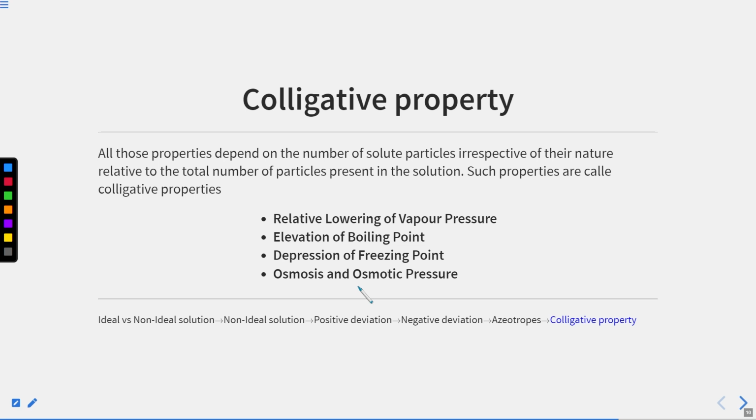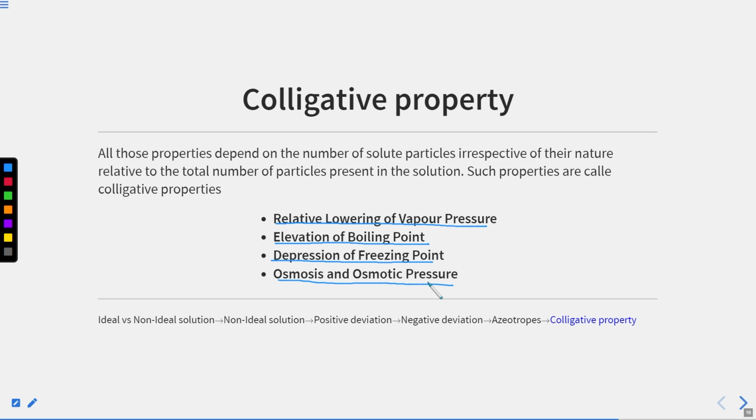The examples we will see: the first one is called relative lowering of vapor pressure. Then we have elevation of boiling point, depression of freezing point, and osmosis and osmotic pressure. We will see it term by term and make the definitions and terminologies clear. So let us leave it for a different class.